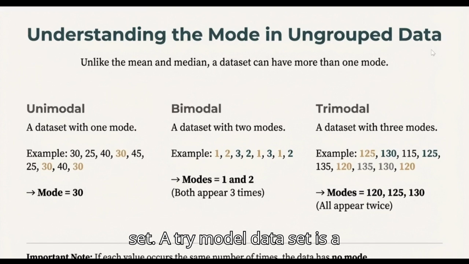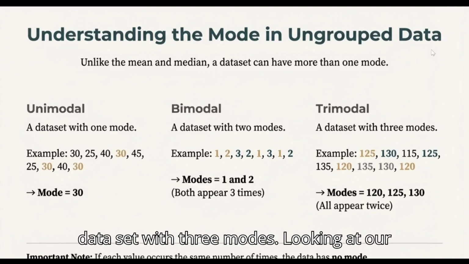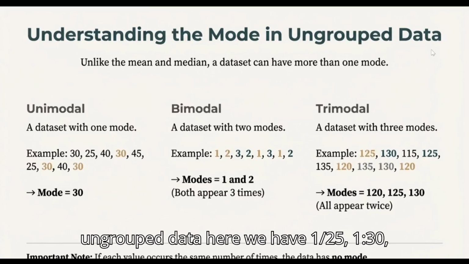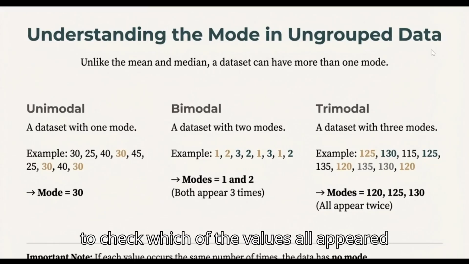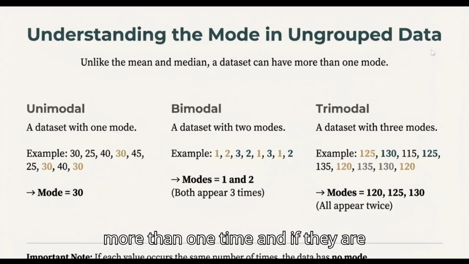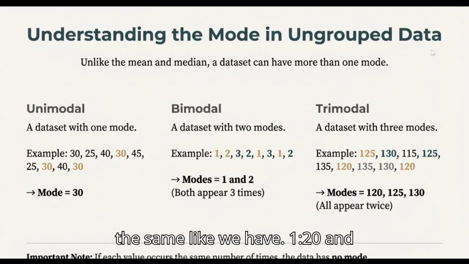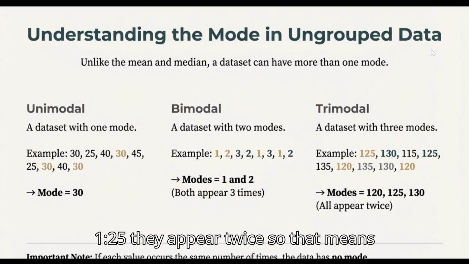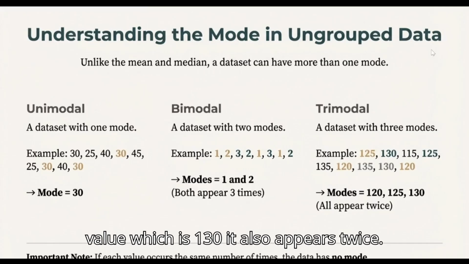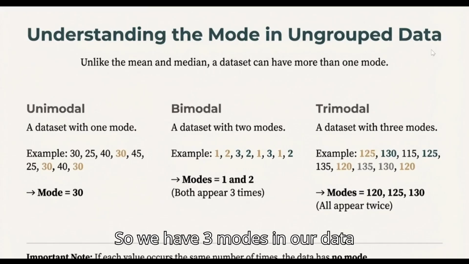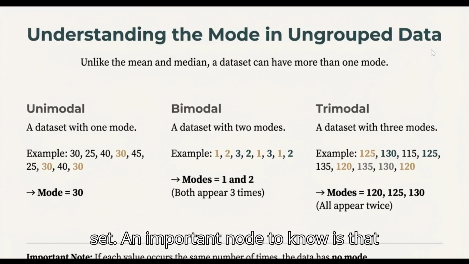Trimodal dataset. A trimodal dataset is a dataset with three modes. Looking at our ungrouped data, here we have 125, 130, 115, 125 and so on. So we need to check which of the values appeared more than one time. If they are the same, like we have 120 and 125, they appear twice. So that means these are two modes. Then the third value, which is 130, also appears twice. So we have three modes in our data set.